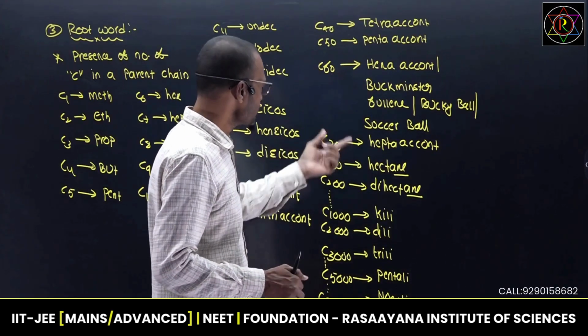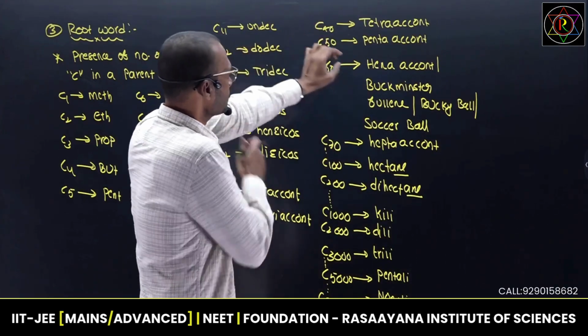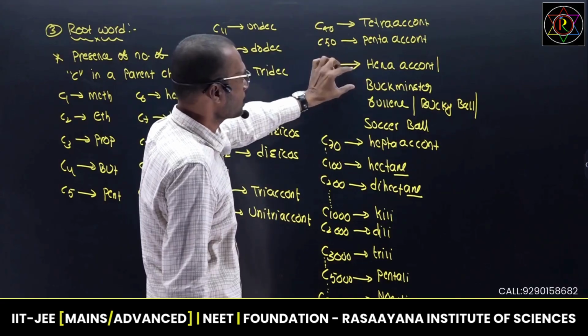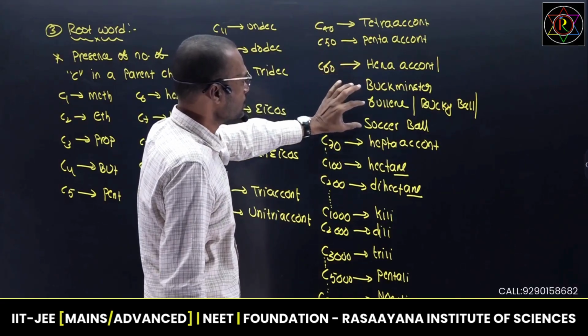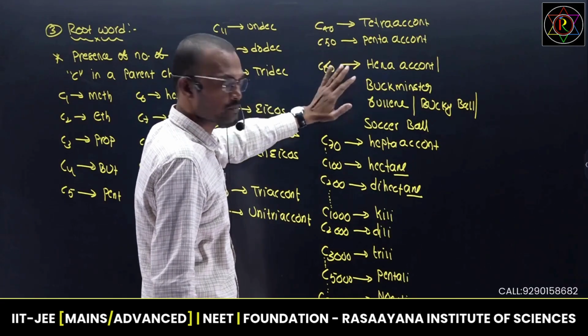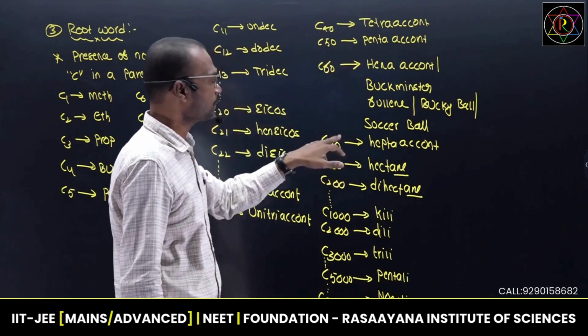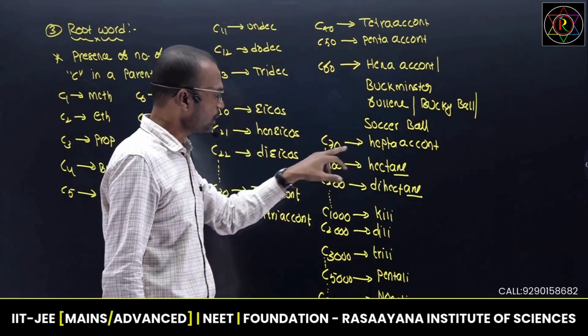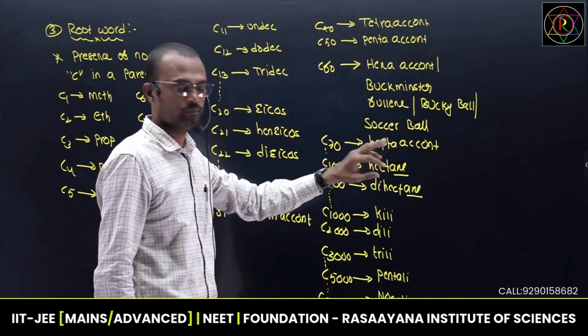Finally, C60 is very, very important. C60 is nothing but hexacont, also called Buckminster fullerene. This is also called soccer ball, buckyball; many names are there. C70 is nothing but heptacont. If you continue up to 100, 100 is nothing but hect.